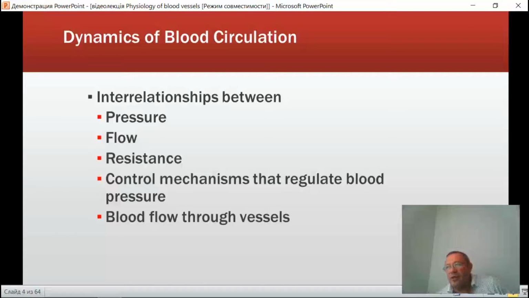Next, information about dynamics of blood circulation. The interrelationship between pressure, flow, resistance, and control mechanisms that regulate blood pressure and blood flow through the vessels.